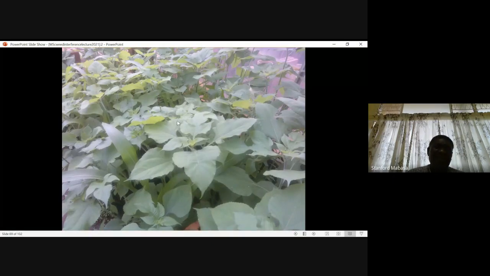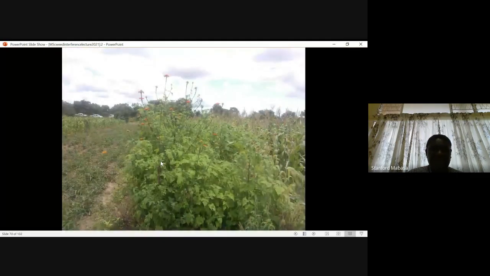Here's just Tithonia competing with maize. You can see maize has been covered. This is Tithonia weed in Murewa.